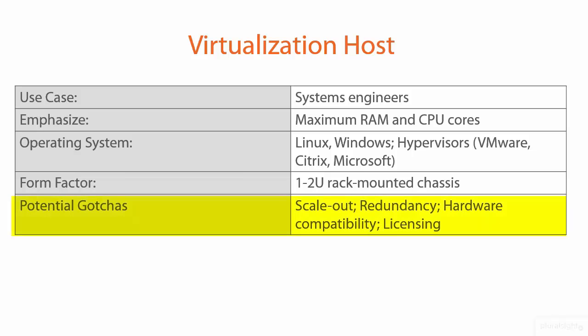Potential gotchas with virtualization hosts are things like scale-out. How are you going to go from one virtualization host to more than one? Do you want to consider creating a cluster of virtualization hosts, or just simply create a cluster of the VMs for redundancy? This is especially true for VMware. You want to be careful when you're buying your virtualization hosts, or if you're building them. Make sure that the hardware resources are compatible with your hypervisor.